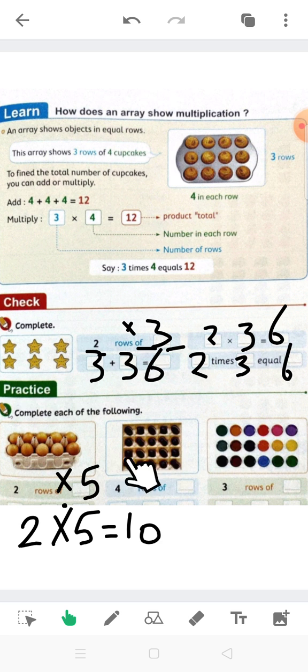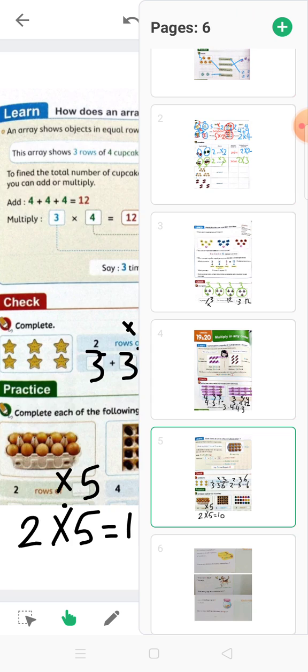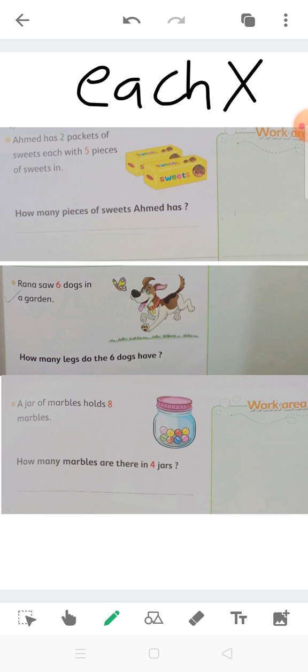The 2 exercises here, you can do by yourself. I've got some keywords here. I've got some story problems and we can solve them. Okay? We have the word "each" means multiply. Or I can understand what's happening in this story. Okay? Just read. Ahmed has 2 packets of sweets, each with 5 pieces of sweets.